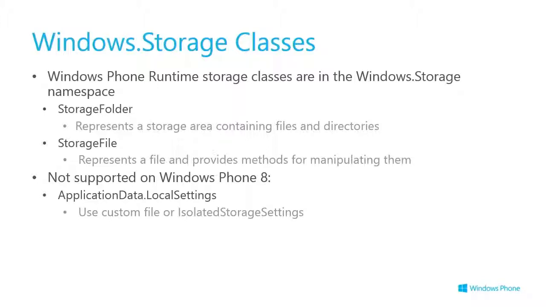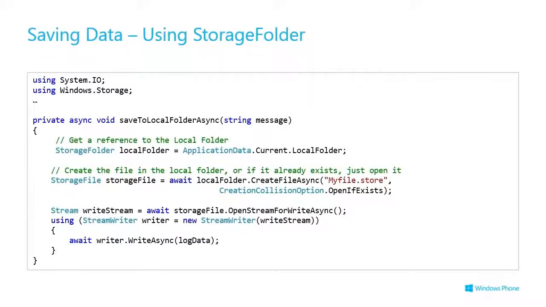The one thing you do not have this time around is that local settings to do quick name-value pairs, save a color, save a name, things like that. So you'll have to come up with your own way; there's plenty of easy ways for you to do that yourself, but you just don't get it by default using the new libraries that we have with Phone 8.